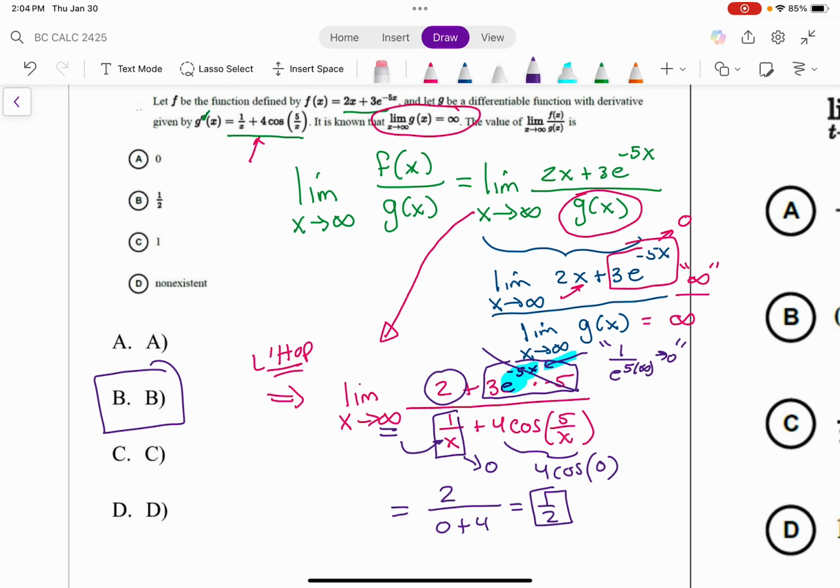They gave us information in this fragmented way. But the overall principle here is that if you're given a limit and x is going to infinity or 0, you're probably in the world of using L'Hopital's rule.